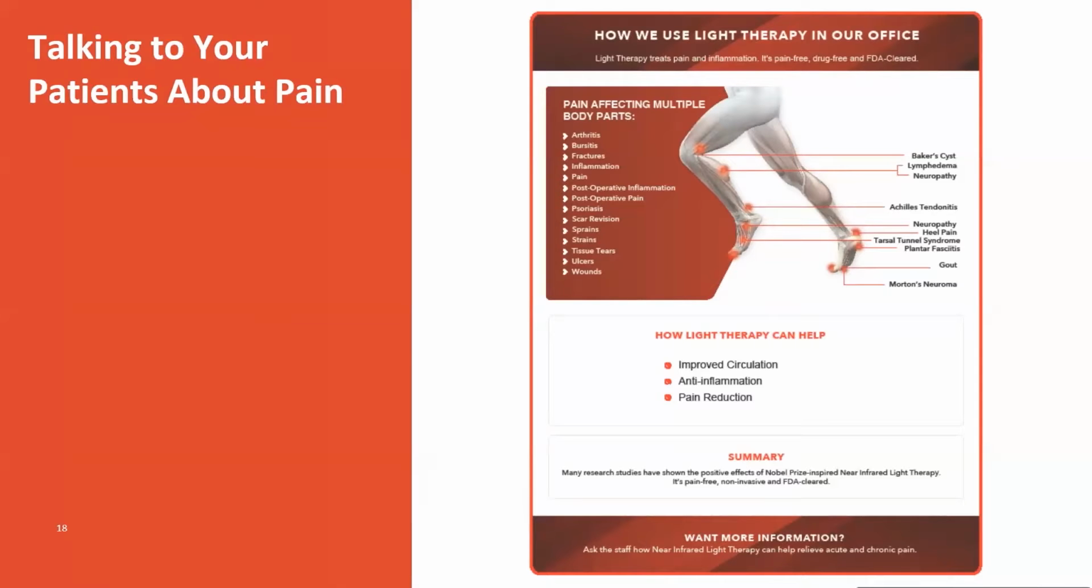So this is a handy poster we've created to show some of the things that light therapy can be used for. It's a nice way to talk to patients, and obviously you want to put it up on the wall, put it in your social media, put it up on your website. And if you'd like to get some of these posters, we're very happy to send them to you.